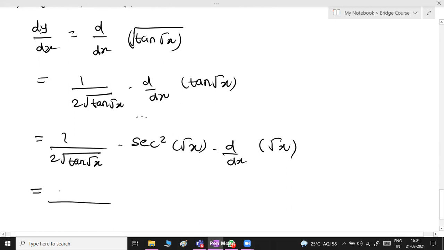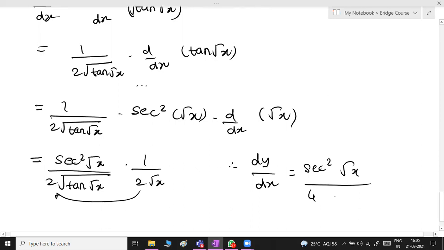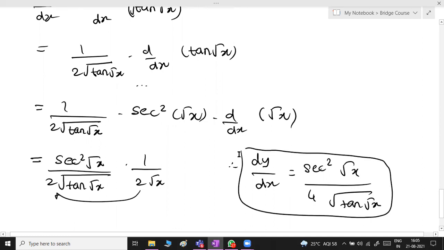Here it would be sec square root x, take it up on top, and below it will come 2 root of tan root x into 1 upon 2 root x, okay. Then therefore here, you can also write dy by dx as sec square root x upon 2 into 2 under root of tan root x. You can terminate your answer here as well.